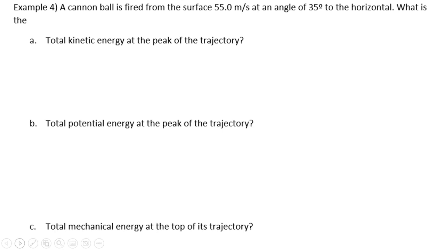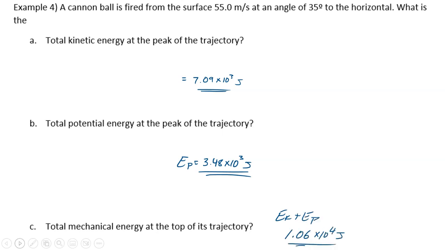So the total kinetic energy at the peak of trajectory, we knew. Total potential energy, we were able to calculate. And the total mechanical energy here is the addition of both of them. Gets you 1.06 times 10 to the 4 joules.